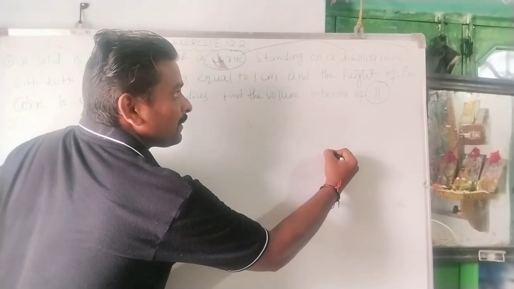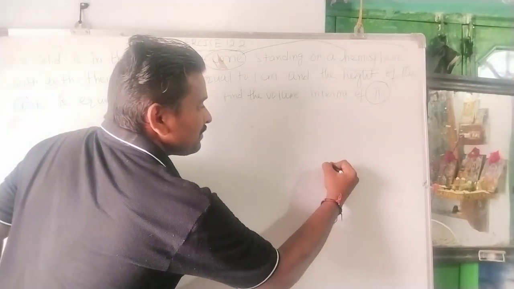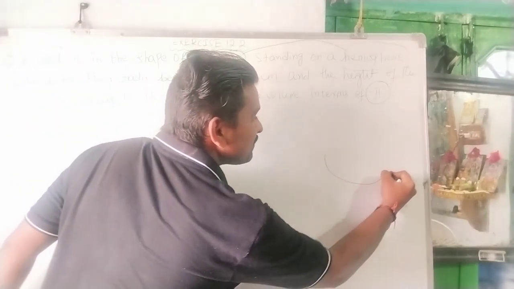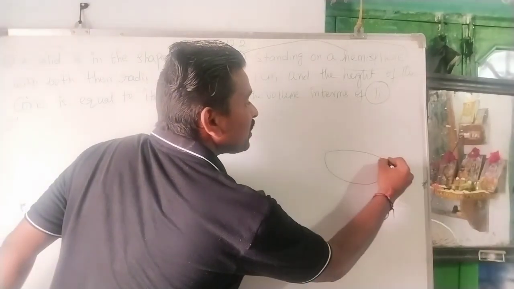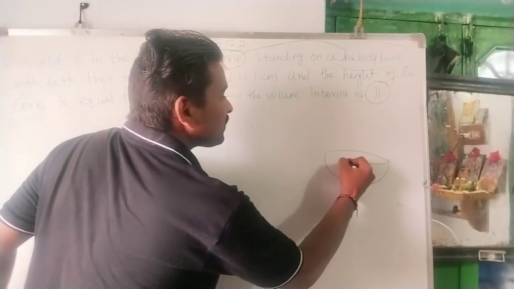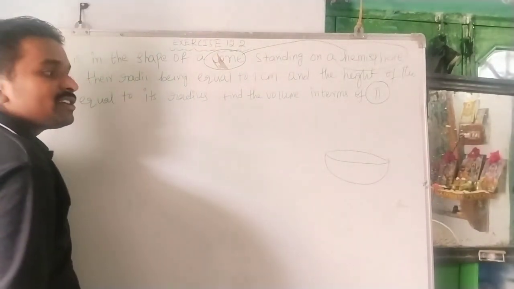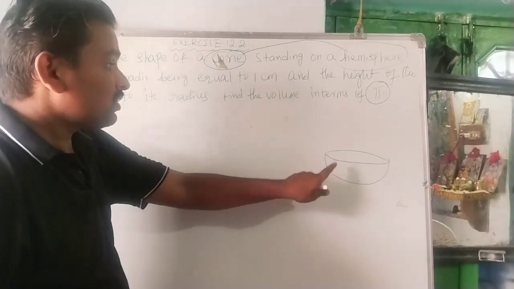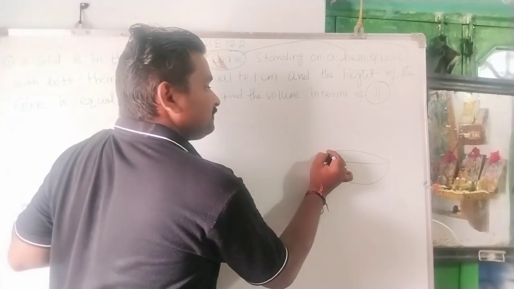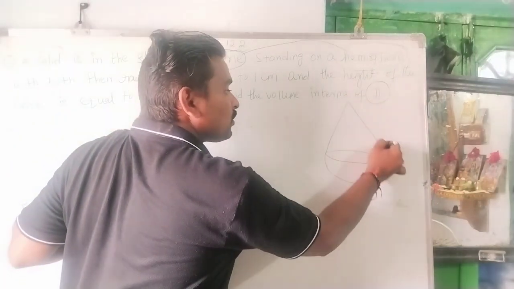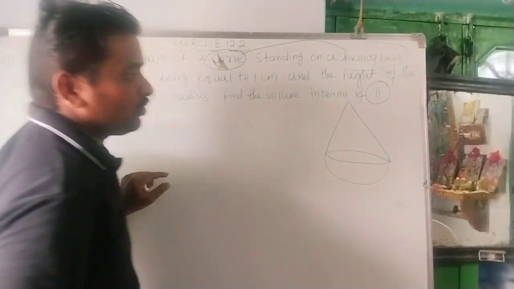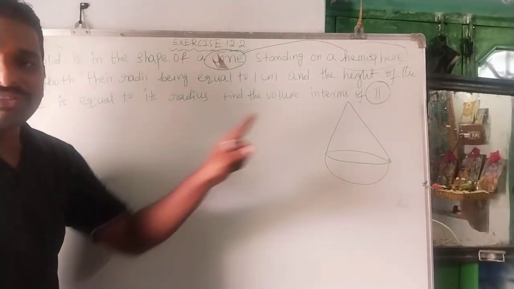I will show the diagram. So here one hemisphere is given. We know very well about hemisphere. Half of the sphere is called hemisphere. What is the definition of hemisphere? Half of the sphere is called hemisphere. So on the hemisphere we have to take one cone. This is a cone, right? This is the given solid figure.